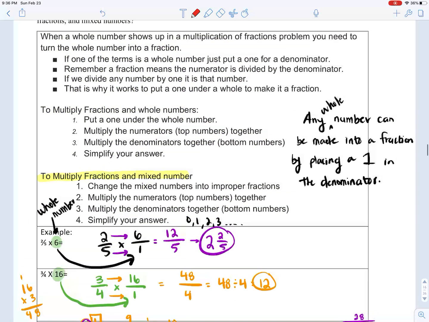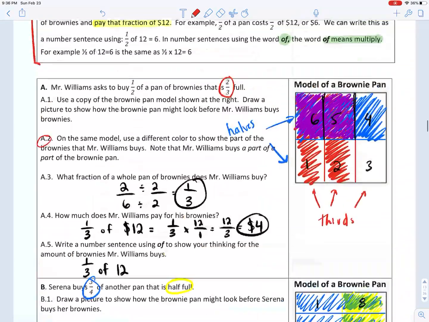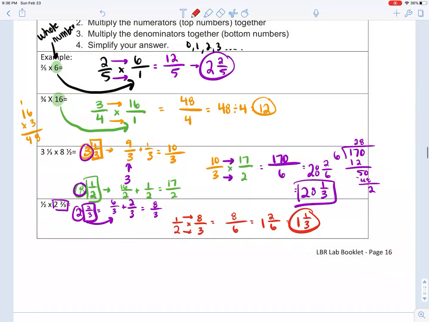And there we go. There's a review of, well, it's not super quick, but you know what I mean. It's a little bit more of a review. I think the brownie pan might be a little bit newer for you guys, but there we have it.